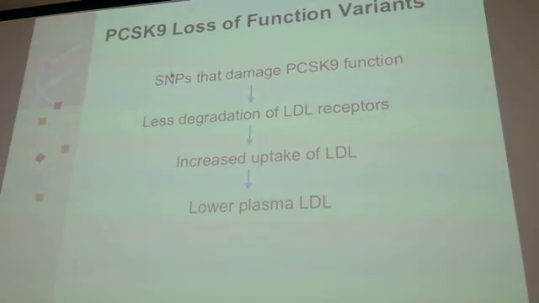But where it becomes informative in the genetic sense, and we've talked about this, is the loss of function. I know some of you are a little confused about this because it takes a little thought. This is a gene whose normal function is bad. So the normal function of PCSK9 is to raise LDL. So SNPs that actually damage the function of this gene, which cause less degradation of LDL receptors, improve the uptake of LDL and lower the plasma LDL. So this is called the loss of function variant.